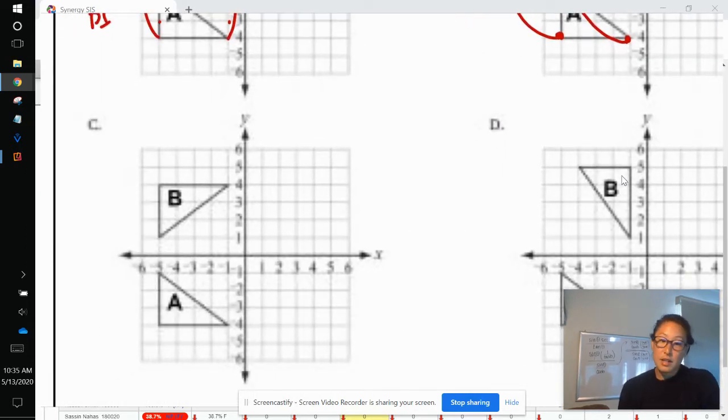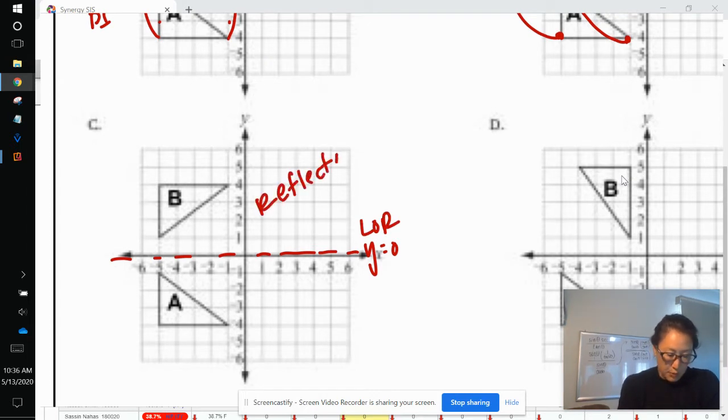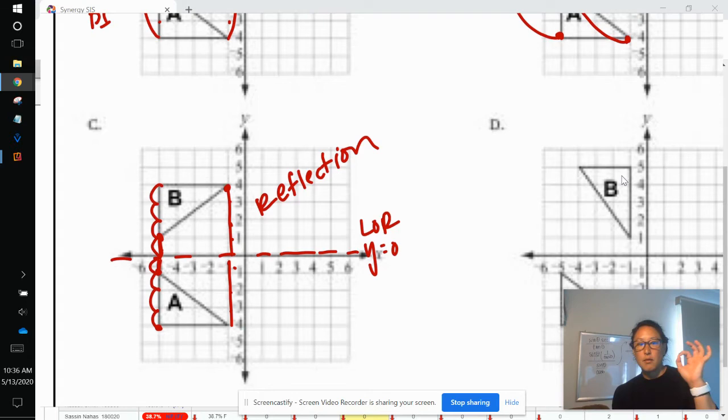This one looks like a mirror of itself across the line y equals 0, which is our line of reflection, which we'll call LOR. So this is a reflection. Each point is equidistant: 1 unit, 1 unit, 1, 2, 3, 4 units, 1, 2, 3, 4 units, and then 1, 2, 3, 4, 1, 2, 3, 4. So each corresponding point is equidistant from the line of reflection.